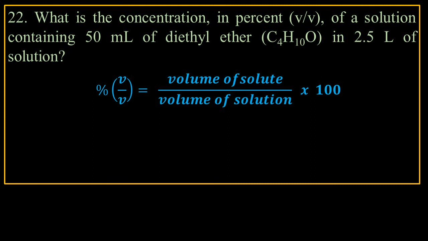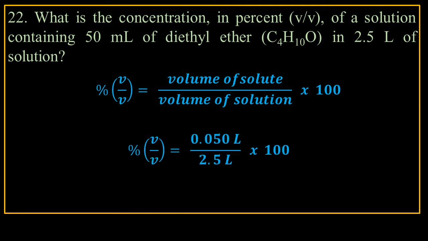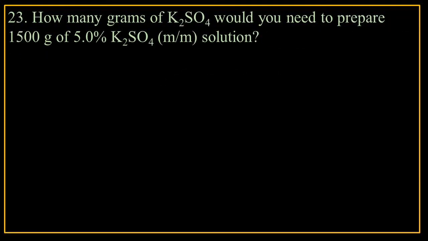So it's going to be the volume of solute, which is 50 milliliters, so that's going to be 0.05 liters of diethyl ether divided by 2.5 liters of solution. So the percent by volume, that's how you read that. What is the percent by volume of the solute in the solution? So it's going to be a 2% solution of diethyl ether, meaning that 2% of the solution is diethyl ether by volume. That's how you read that. A 2% solution of diethyl ether by volume.